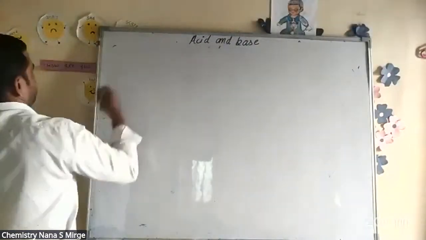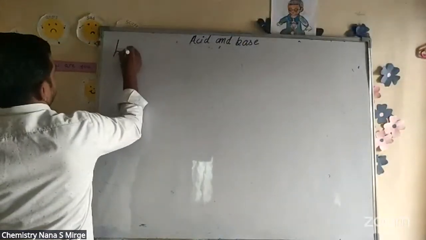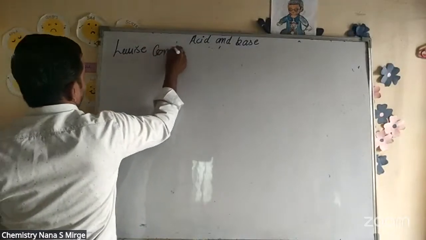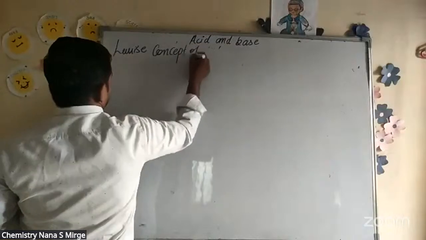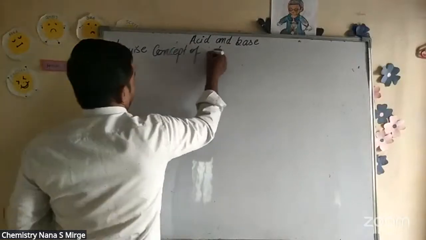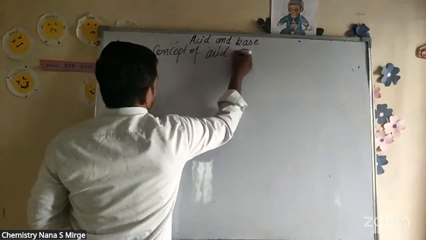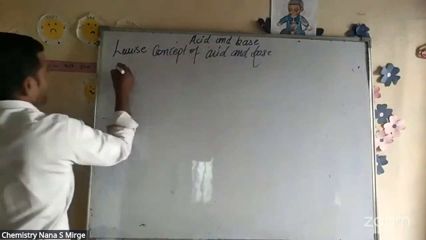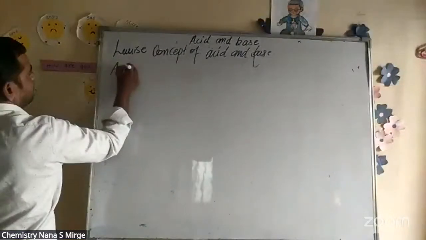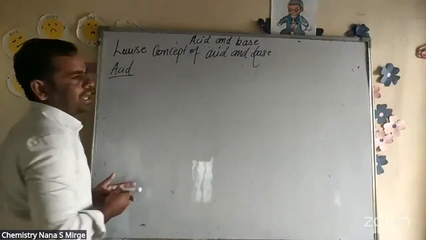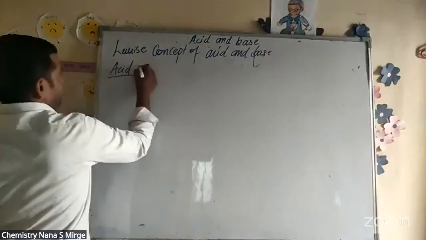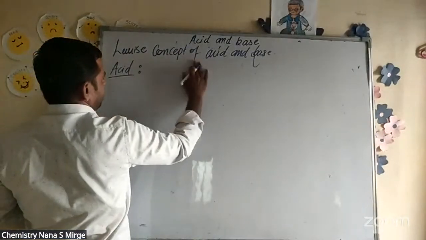Lewis concept of acid and base. So according to Lewis concept, what do we call acid? The acid is the substance which dissociates in water and produces H plus ions.